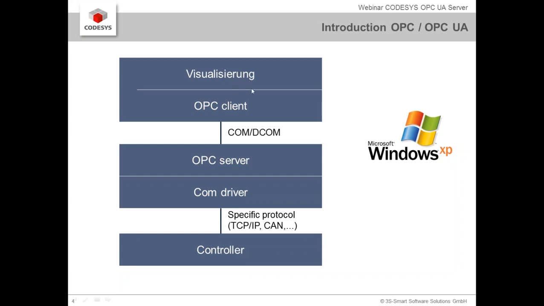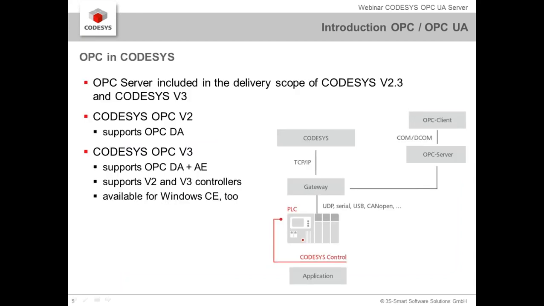diagram. We have the visualization up here, and we have the controller down there. The controller is communicating with a specific driver, which is then handing data to a so-called OPC Server. And this uses Windows services COM and DCOM in order to transmit this data to the OPC Client, which is then implemented in the visualization. So with this method, it's possible to have a standardized communication between the controller and the visualization system.